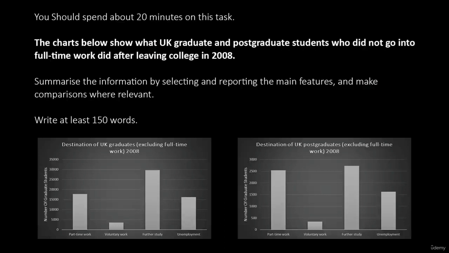The charts below show what UK graduate and postgraduate students who did not get into full-time work did after leaving college in 2008. Right? So this example will show how it works. So here we have graduates, here we have postgraduates. You can compare both bar charts. We'll see how to compare. This will be always the same. This is called information. That will be common all the time. Question is here and your chart are here. It could be 1 or 2 depending on the question.